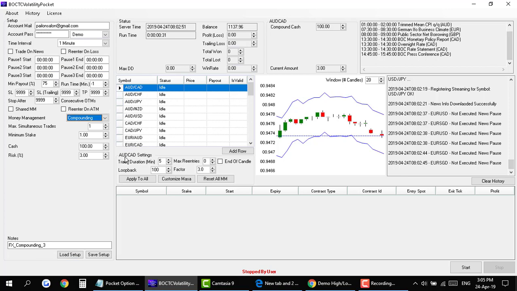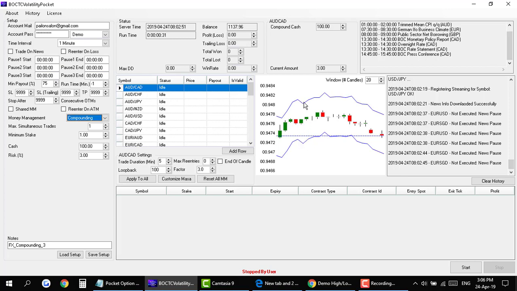How this setup is working is that it is working on the 1-minute chart and the trade expiry is set for 5 minutes. The factor is set at 3. The factor is the volatility factor. That is the 2 lines that you see on the chart.